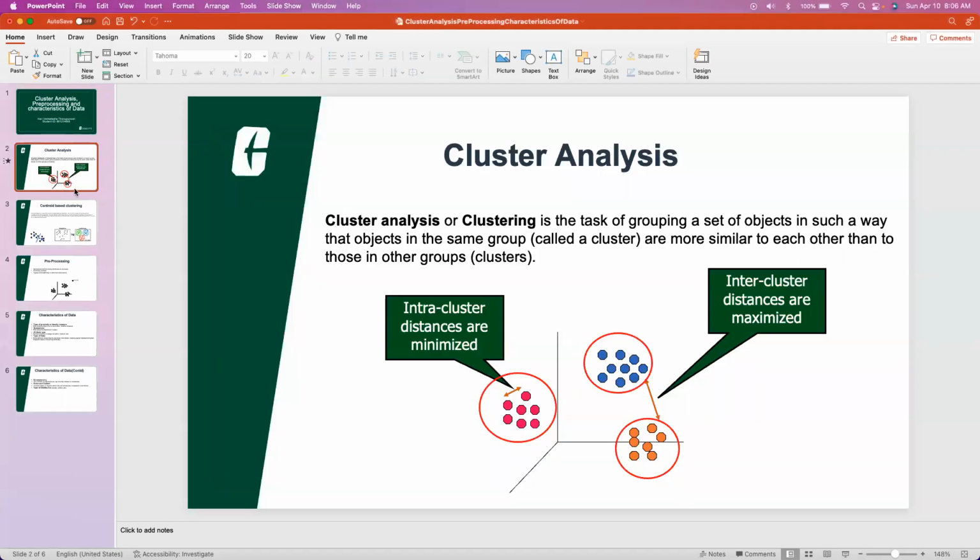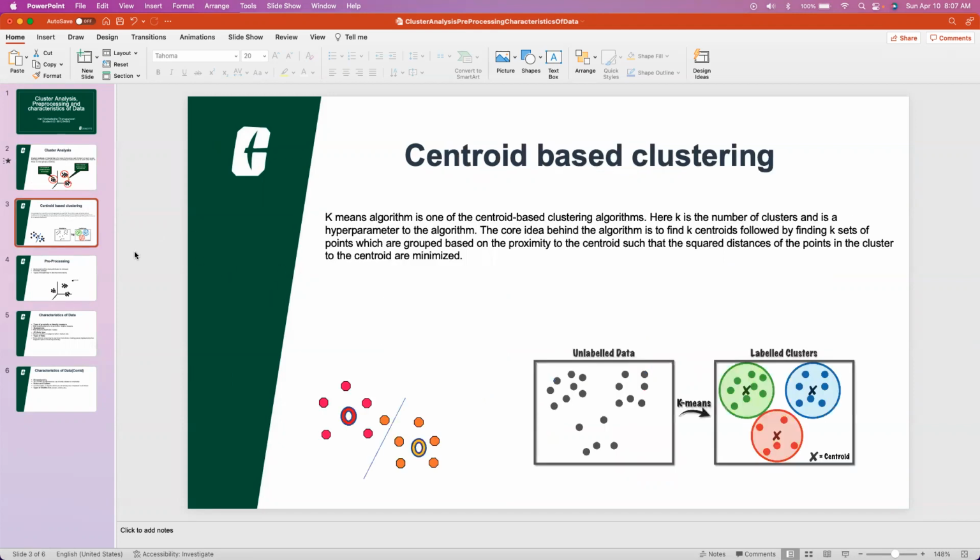Cluster analysis is the task of grouping a set of objects in such a way that objects in the same group are more similar to each other than to those of other groups. With cluster analysis, the intra-cluster distances are minimized and the inter-cluster distances are maximized. Cluster analysis mainly uses centroid-based clustering methods. Using that method, we define how many clusters we are going to use in the algorithm. The K-means algorithm is one of the common clustering methods.